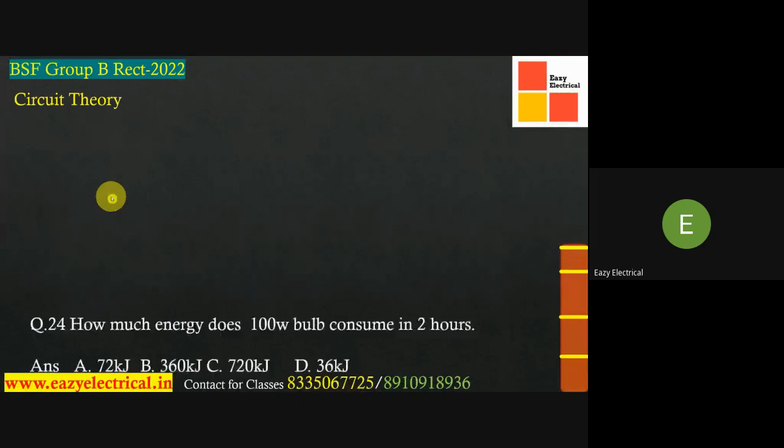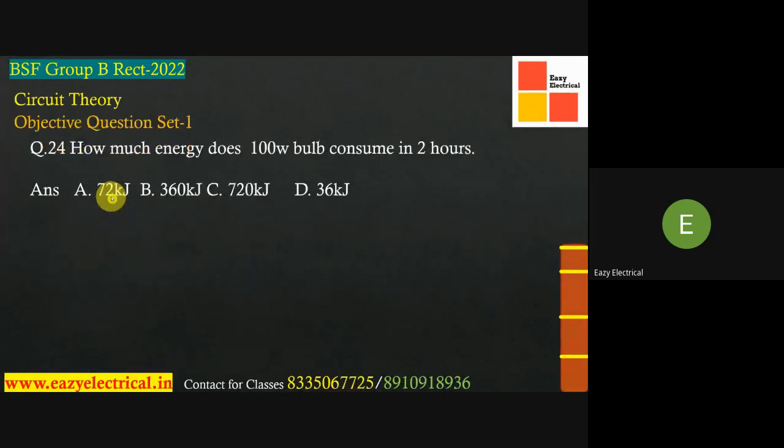See here. How much does a 100 watt bulb consume in 2 hours? In 2 hours, how much does a 100 watt bulb consume?